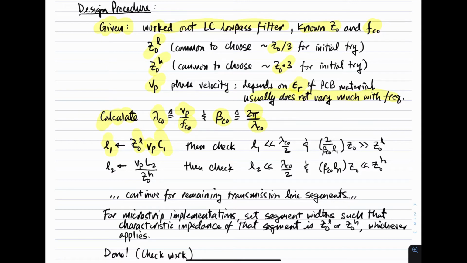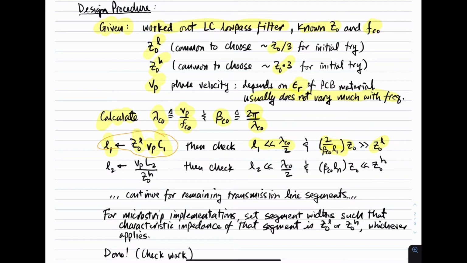As soon as you calculate that length, you want to immediately check and make sure it meets the requirements. So make sure that L1 is much, much less than lambda sub CO divided by 2, and also make sure that 2 times Z naught divided by beta sub CO times L1 is much, much greater than the value you selected for Z naught L. Both those requirements have to be true, or you'll be violating the approximations that led to this equation in the first place.